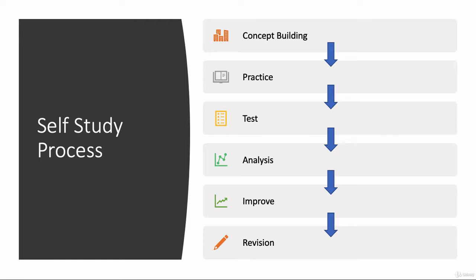The basic fundamental step is the concept building step. This concept building step is the part where you learn the theory and the concepts, the formulas, the logics of verbal and quant. After this, you practice questions on the basis of these concepts through books, through the GMAT resources, which we'll be discussing later.